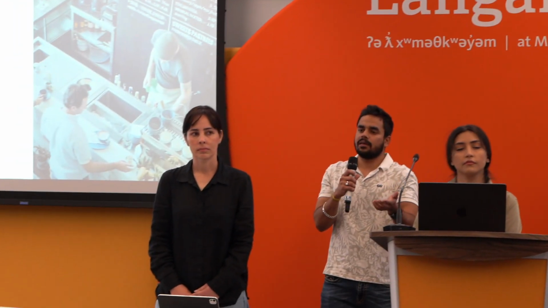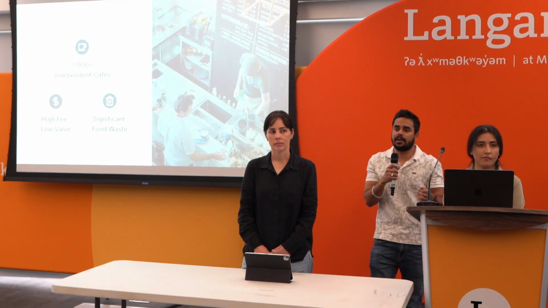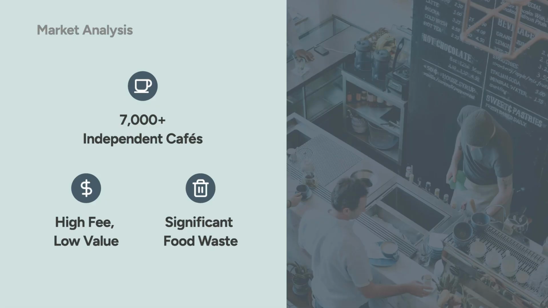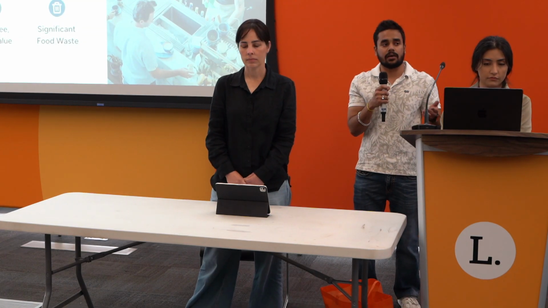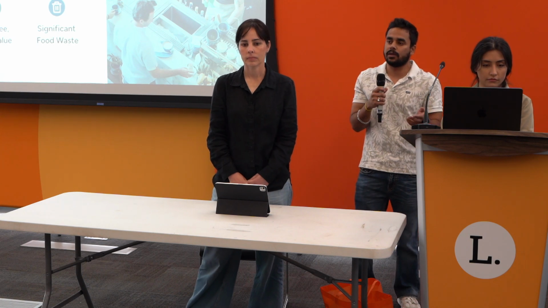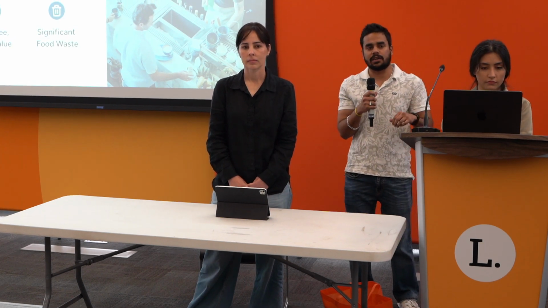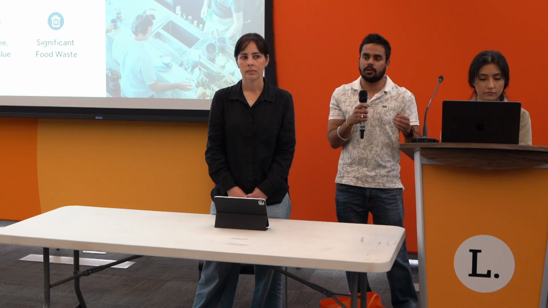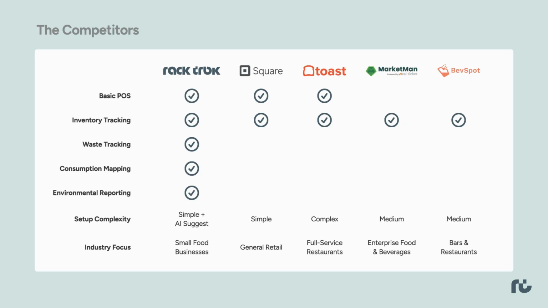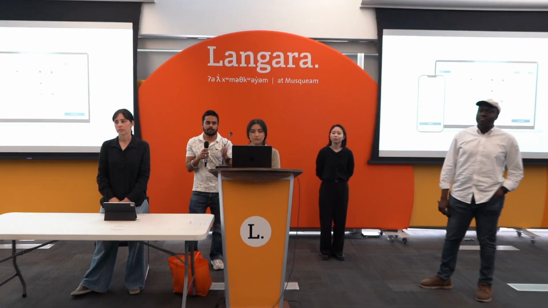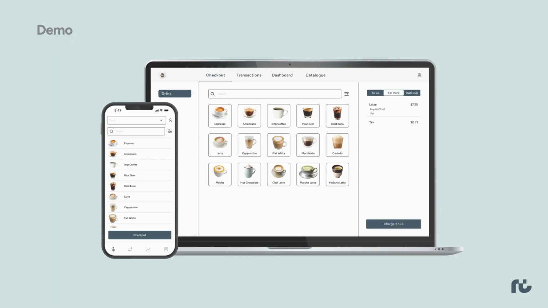As we all know, we love going to cafes. There are around 7,000 independent cafes in Canada alone, so we have a huge market that we could cater to. Most of the software these cafes currently use is very high fee, but the value it provides is very low, and the features are too complex for most of them to understand in time and make full use of. These are some of our competitors, and as you can see, they're not offering the waste tracking, consumption mapping, and environmental reporting that we provide, along with our other basic features, and we are combining the POS with the inventory tracking. So now that you know a little about our application, let's jump into the demo.